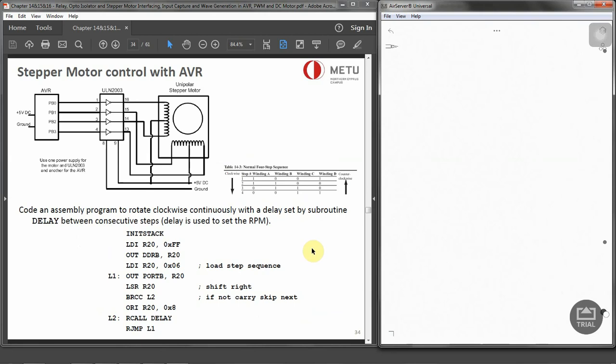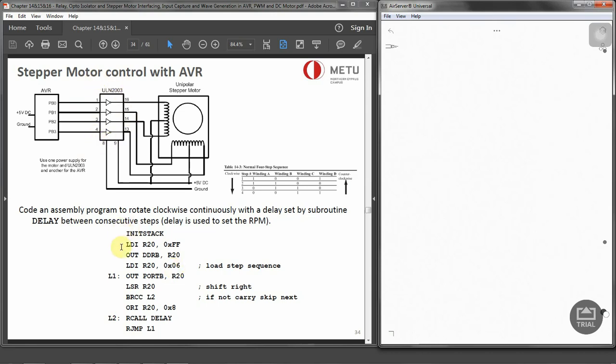Now this slide shows us the stepper motor control with AVR. The common wires are connected to the positive side of the motor's power supply, so 5 volts will be enough. And the 4 LEDs of the stator windings are controlled by the 4 bits of the AVR port, which is port B in this case. And we have to use a Darlington driver to energize the stator for high current drive.